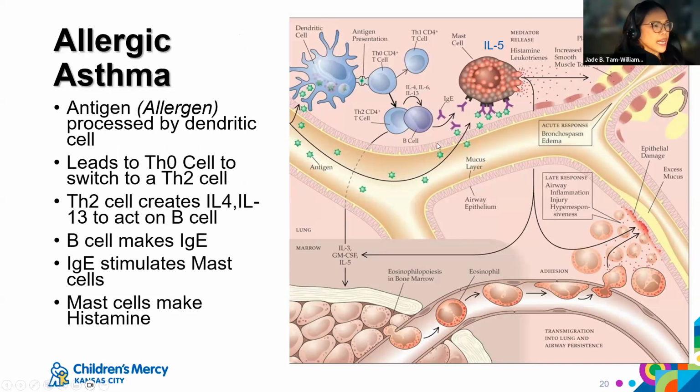In allergic asthma, you have the same thing. You have an antigen, but this time the antigen causes a switch over to the B cell, which creates IgE. That IgE responds to this antigen over at the mast cell, which then leads to a histamine response, which leads to airway swelling, mucus production, and bronchospasm by the activation of histamine and leukotrienes.